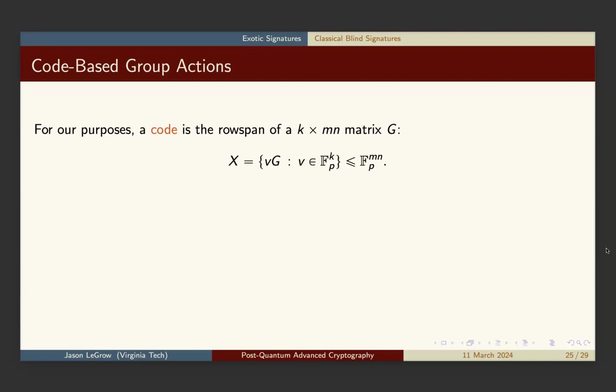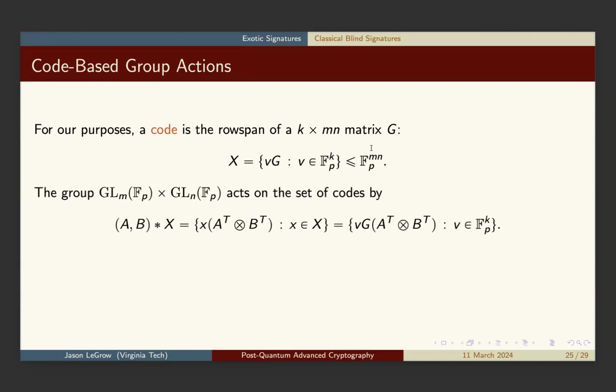So for my purposes, a code is the row span of a matrix G. You take your matrix G and multiply on the left by every possible vector. That gives you a vector subspace of some F_p to the something. This matrix group, this pair of matrices, acts on the set of codes by right multiplication by the tensor product of the transposes. Doesn't matter, just think of it as vector multiplication. The best way to think of this is that if I act by (A, B) on the code X, I change the generator matrix by multiplying on the right by A transpose tensor B transpose. This is the easiest way, I think, to think about this group action.